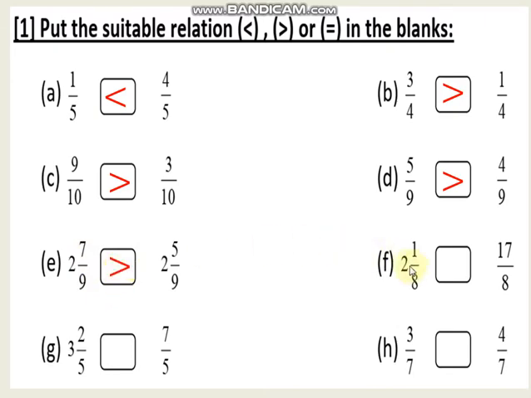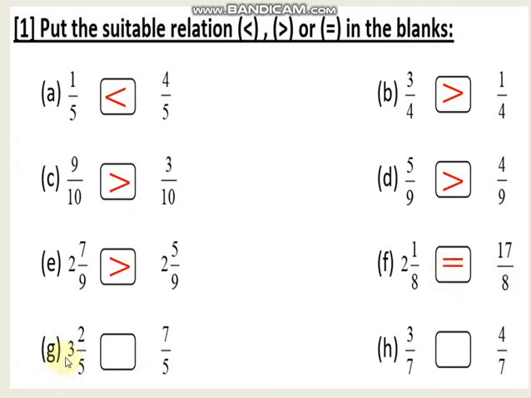Letter F. 2 and 1 over 8 or 17 over 8? Let's convert this mixed number to an improper fraction. 8 times 2 equals 16. 16 plus 1 equals 17. 17 over 8 and here 17 over 8, so they are equal.